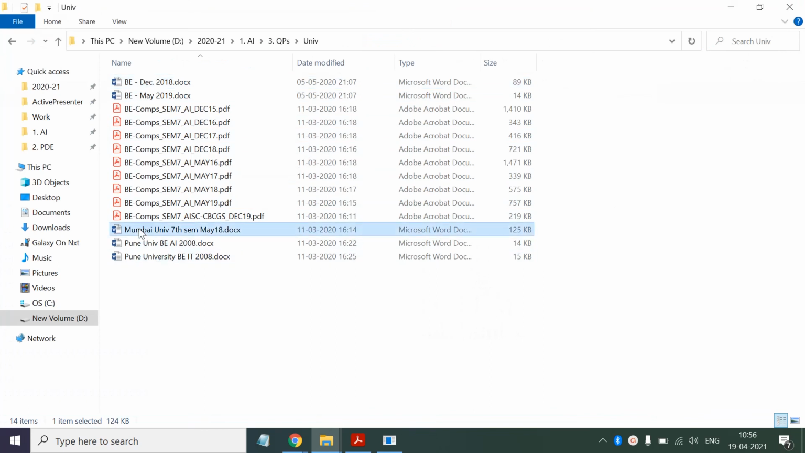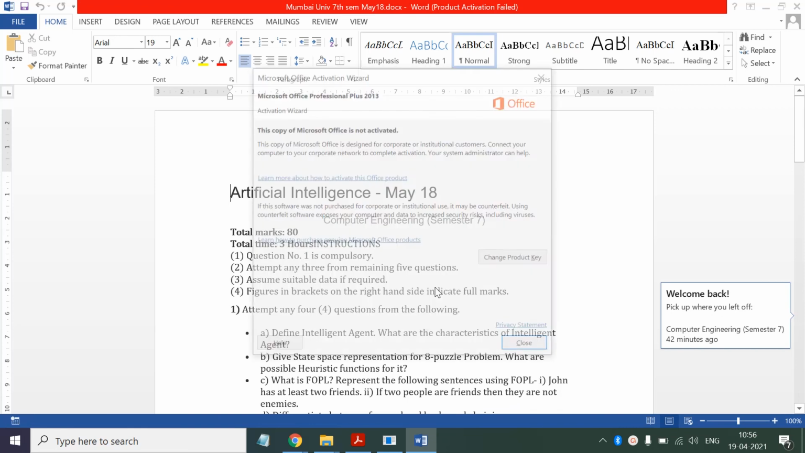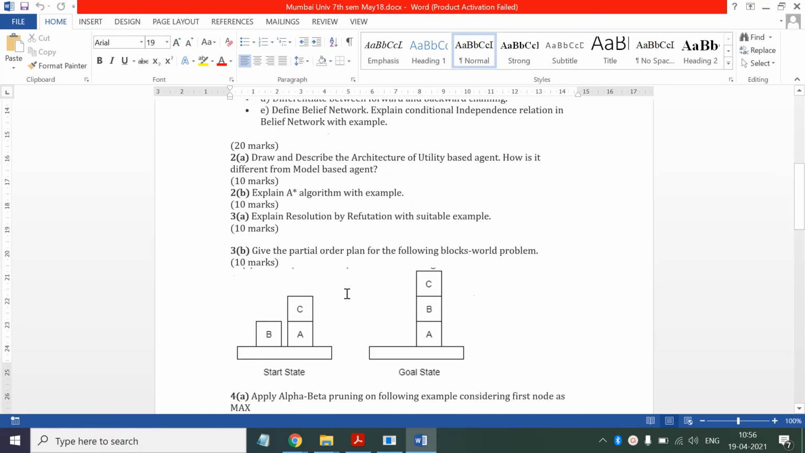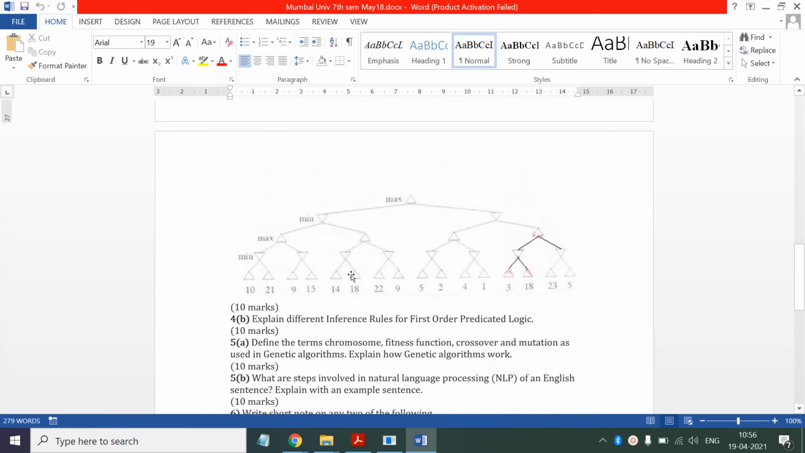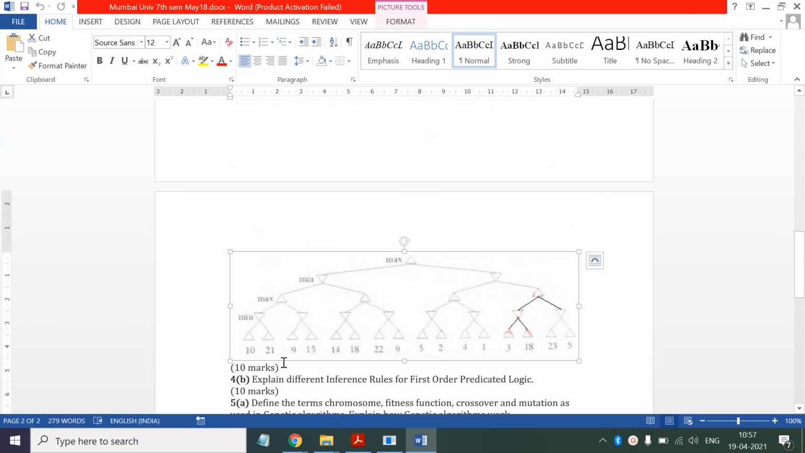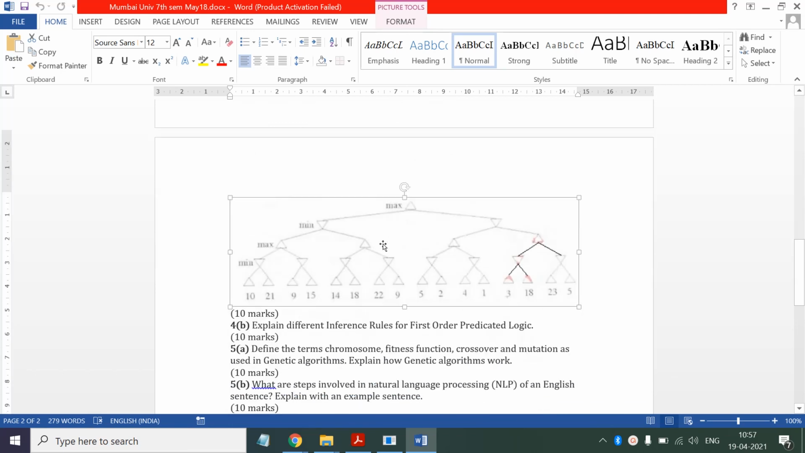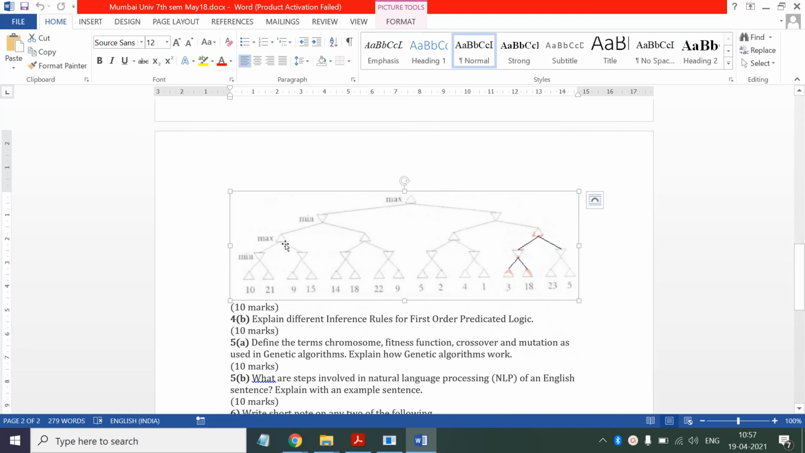Let me open the Mumbai University paper. This is from May 2018. In every AI paper you will get a problem based on this ply game. Again, this is for 10 marks. Apply alpha beta pruning on the following example, considering the first node as max node. Here we have a 1 2 3 4 level ply game. I think we have solved this problem.